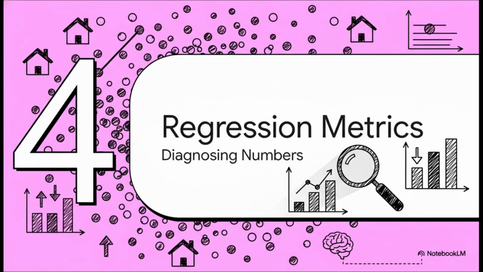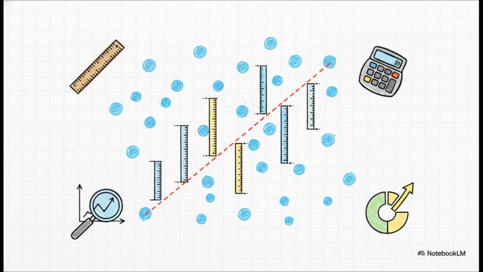All right, we've got the tools for categories down. But what if our model isn't predicting a category? What if it's predicting a number, like the price of a house or the temperature tomorrow? For that, we need a whole different set of diagnostic tools. Let's look at the metrics for regression models. For regression, you've got a few key players to know.